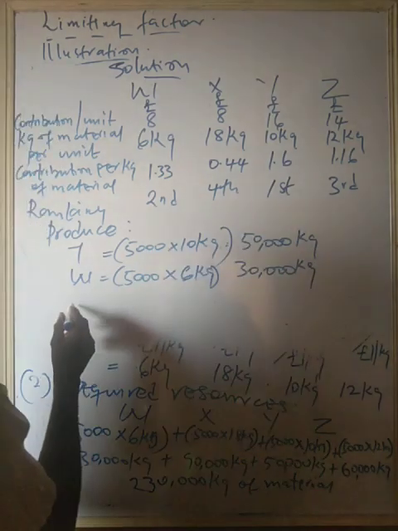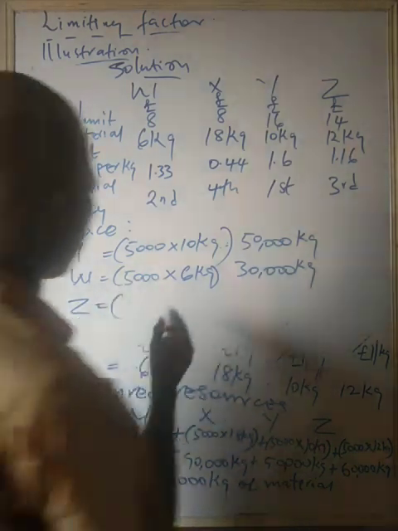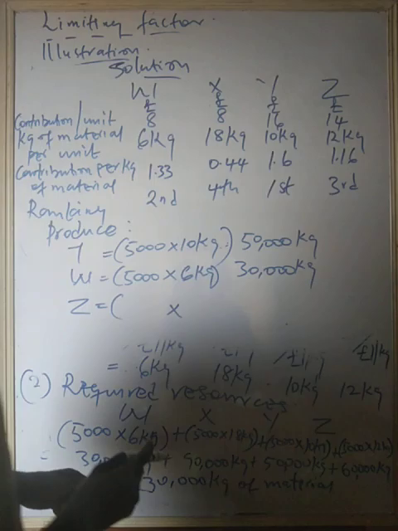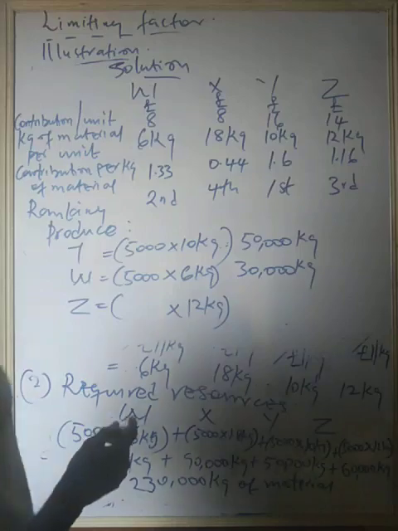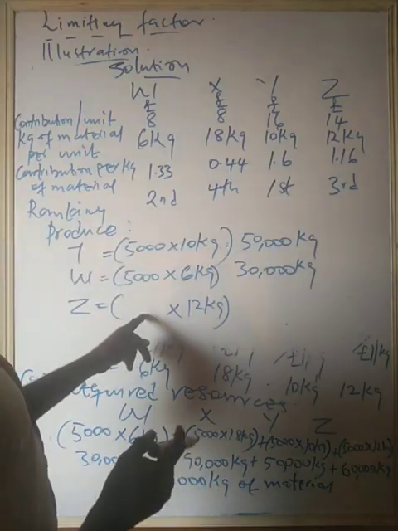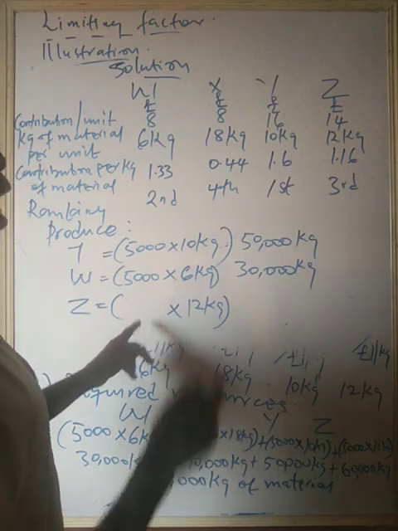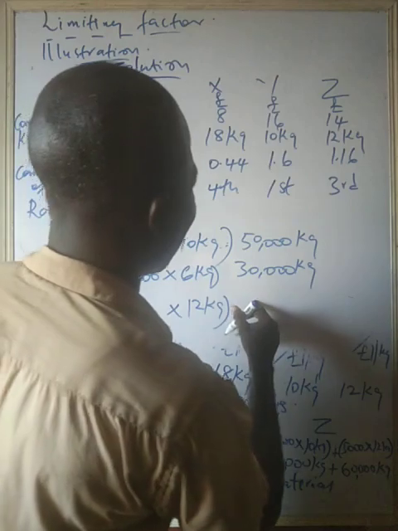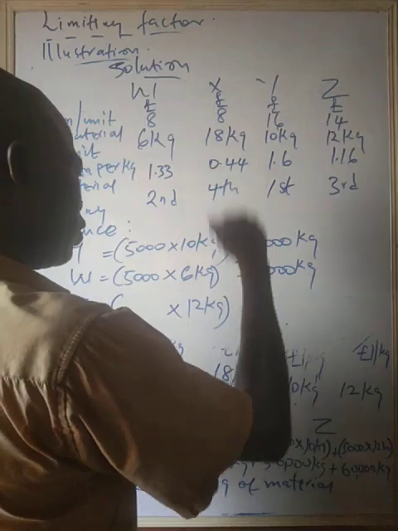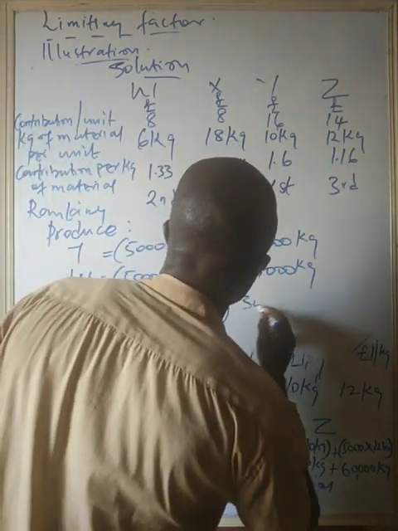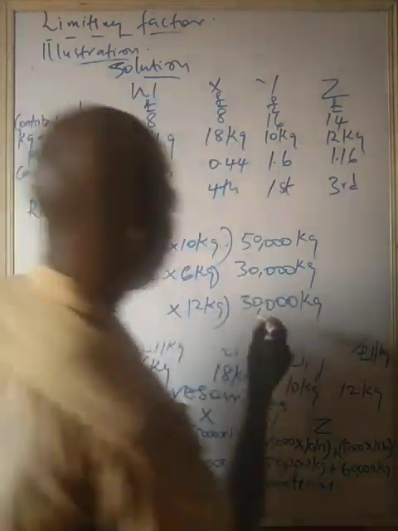Third is Z, and what's the kg per unit? 12 kg. If we multiply 12 with 5,000, we are going to arrive at 60. And we are looking, what is the maximum required here? We have 30. So 60 and 30, that means we are limited to what? To 30 kg.